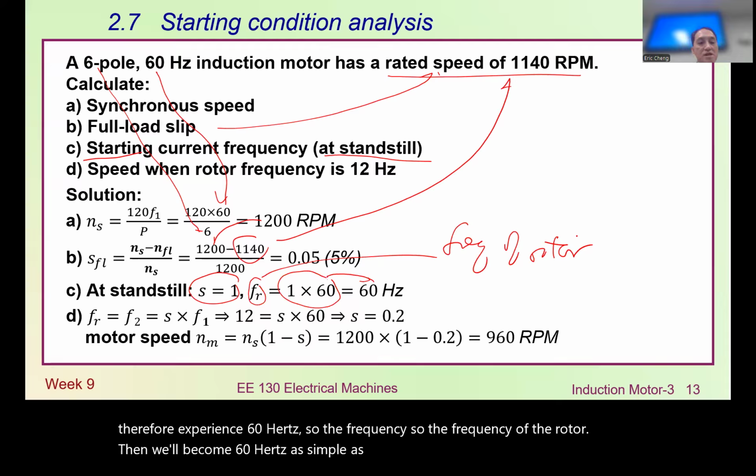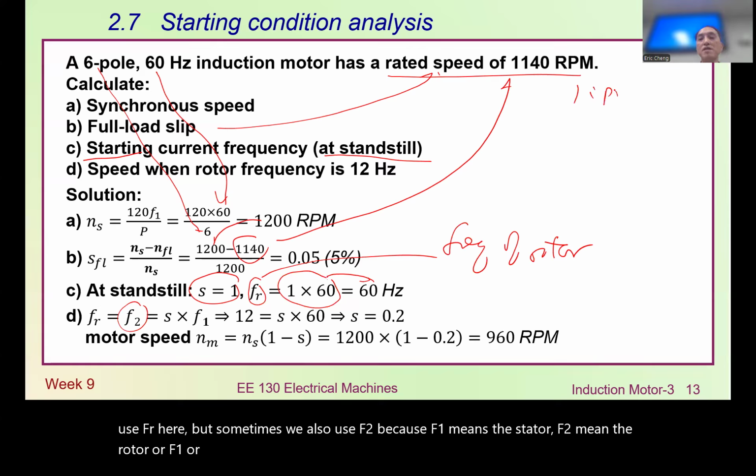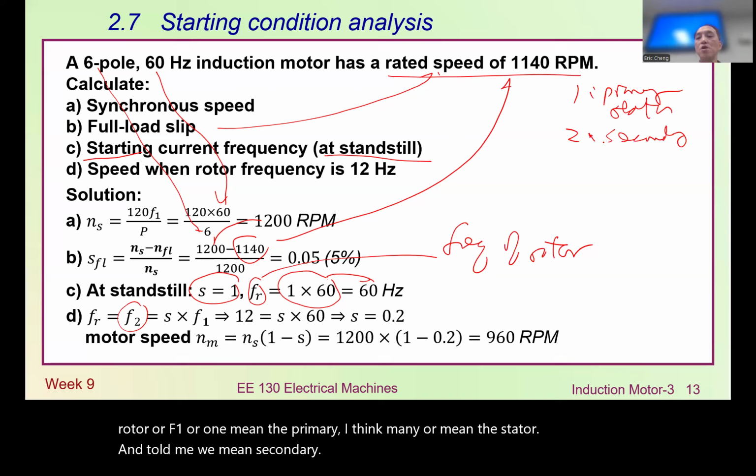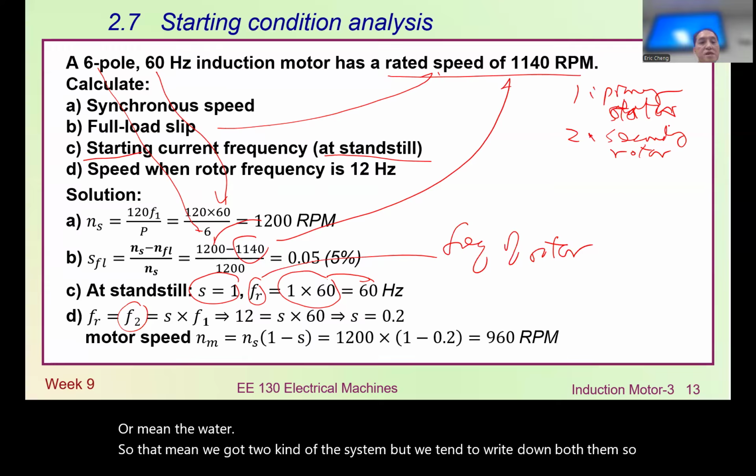So we have some terminology. We use FR here, but sometimes we also use F2, because F1 means the stator and F2 means the rotor. 1 means the primary, or the stator, and 2 means the secondary, or the rotor. So we have 2 kinds of notation, but we tend to write down both of them so that it is easier to understand.